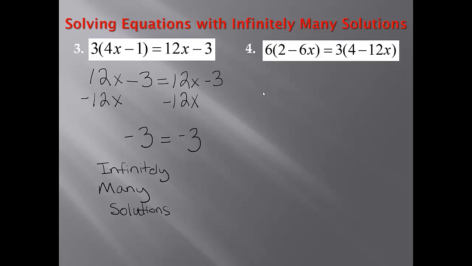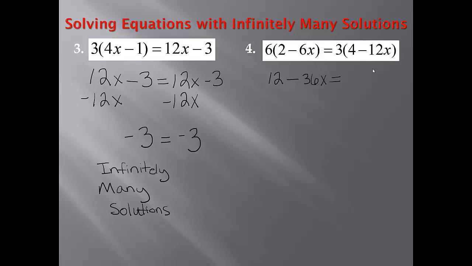Now for number 4, we have 6 times the quantity 2 minus 6x equals 3 times the quantity 4 minus 12x. So we need to do the distributive property on the left-hand side and on the right-hand side to start this problem. So 6 times 2 is 12. Then we have minus 6 times 6x, which is 36x.